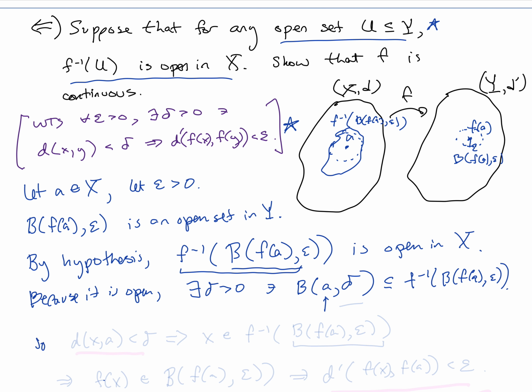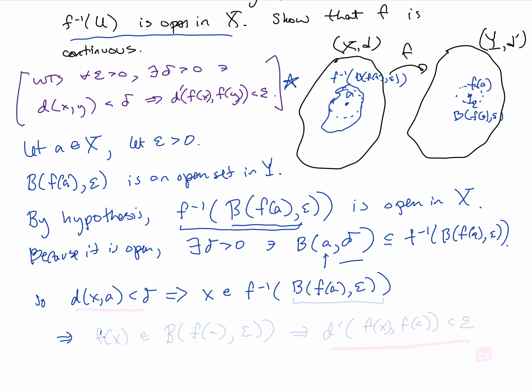So we have that the distance between X and A being less than delta tells us that we are in this set, which means that X is an element of f inverse of the ball centered at f of A of radius epsilon. And that tells us then that f of X is in this set. That tells us that f of X is an element of the ball centered at f of A of radius epsilon. If X is in the inverse of the set, then f of X is in that set.